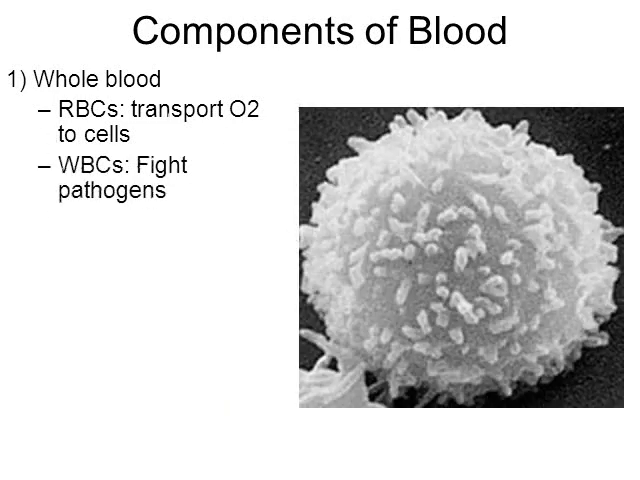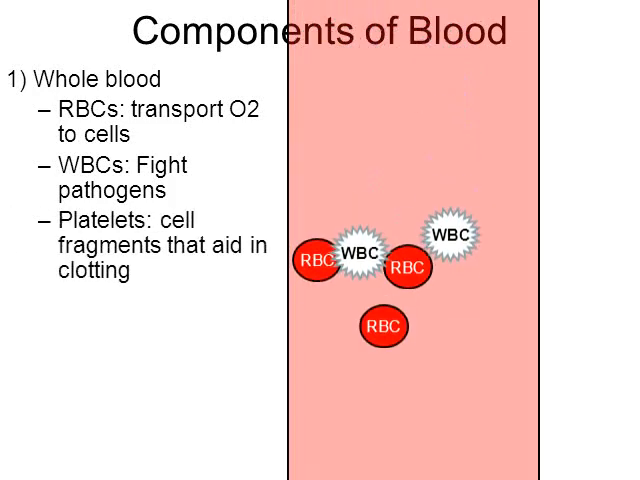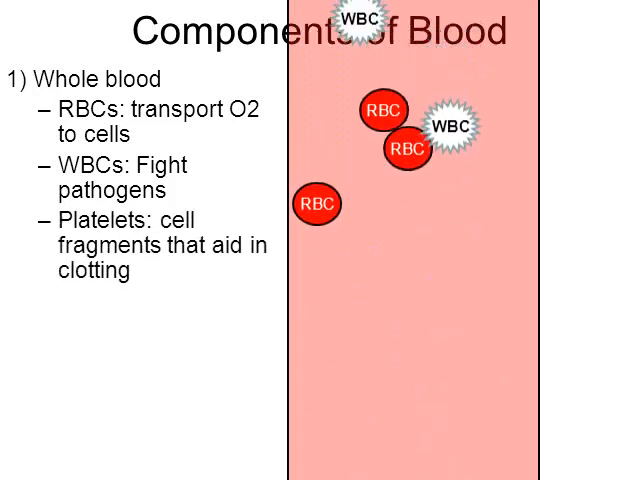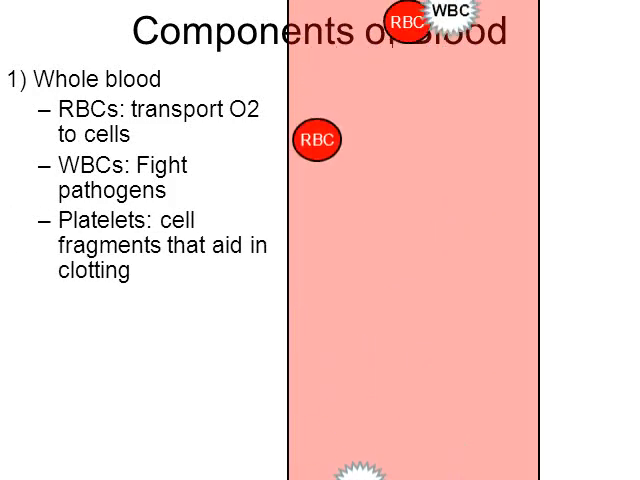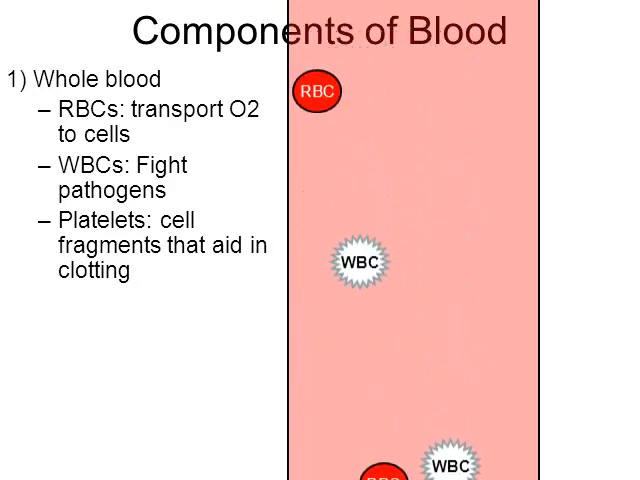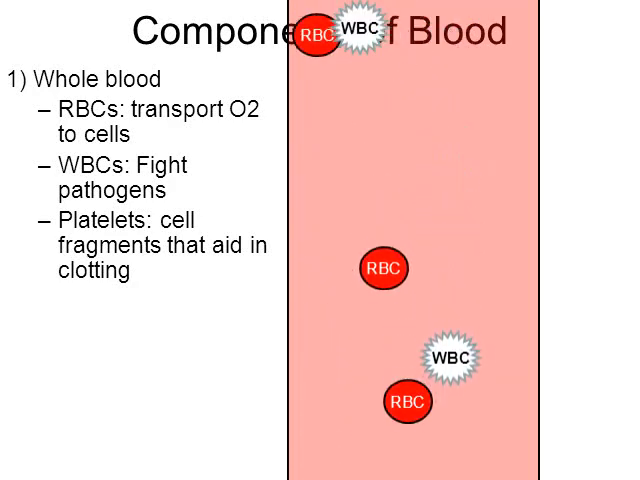We also look at white blood cells. White blood cells are another component of whole blood, and I have a whole video on the immune system, but in general, white blood cells fight pathogens like bacteria and viruses. And then there's the third component of whole blood, platelets, and these are fragments of cells that help aid in a clot if you ever have an injury.